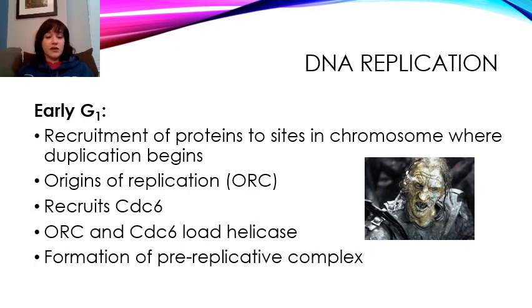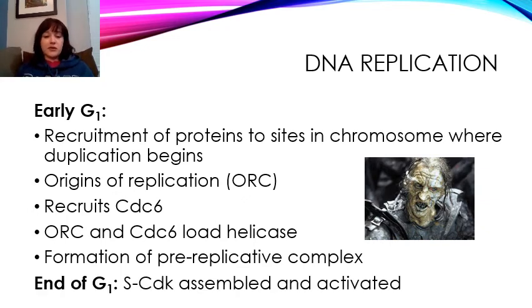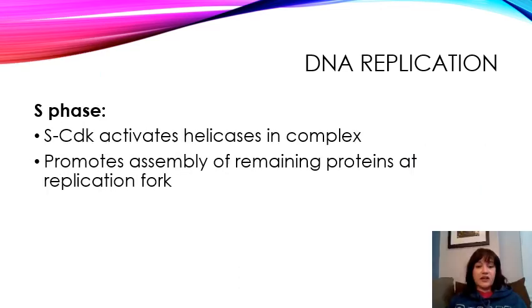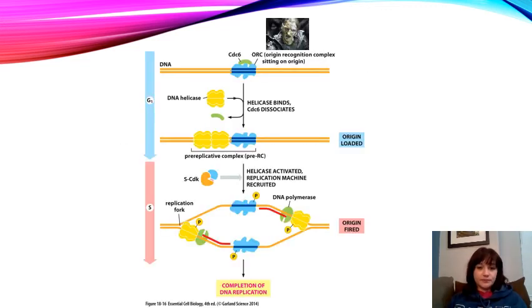And then we also have formation of this pre-replicative complex that is a variety of proteins and enzymes that are assembling at the DNA. Then at the end of G1, S-CDK gets activated and the cell can proceed into S phase. So this helicase has just been sitting and ready to go until S-CDK becomes activated. S-CDK allows that helicase to work to unzip the DNA, and the remaining proteins that are needed for DNA to replicate are assembled. So we've got a picture of this.